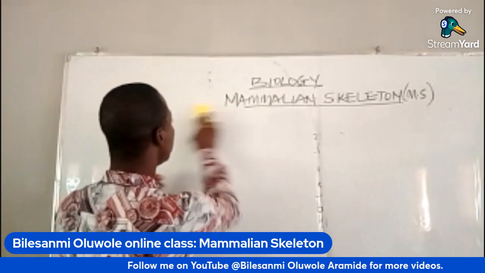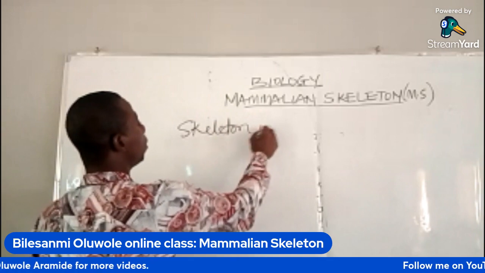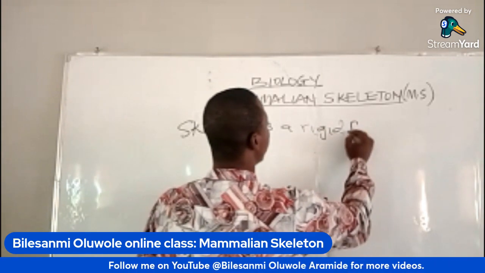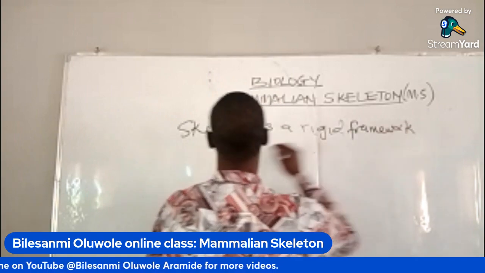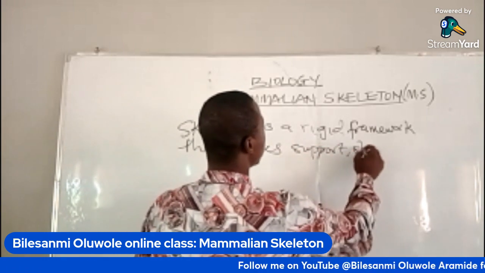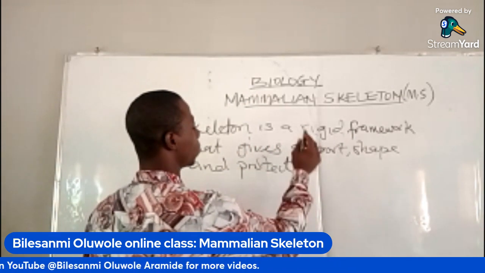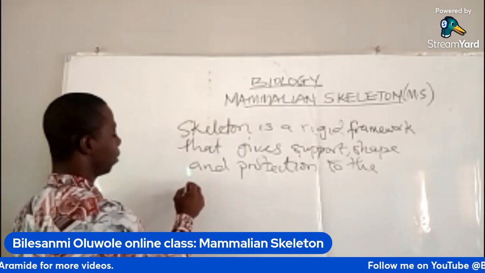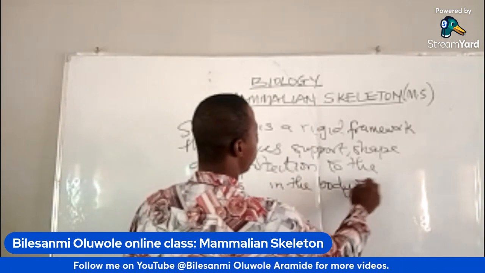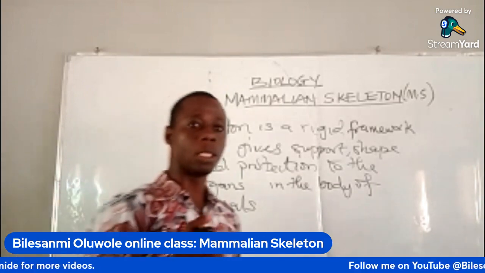So what do we call skeleton? We said skeleton is a rigid framework that gives support, shape, and protection to the soft organs and parts in the body of animals. So that is what skeleton is.